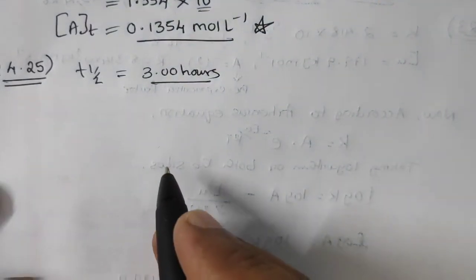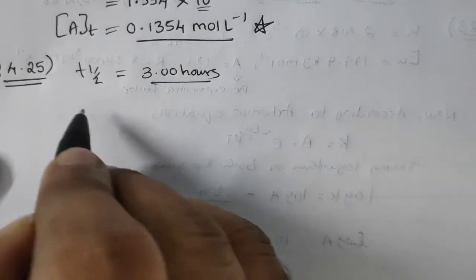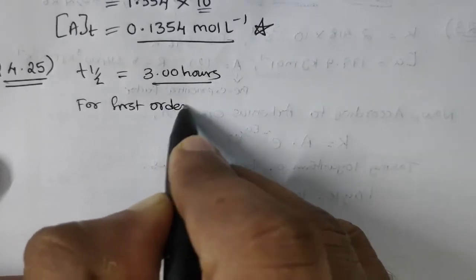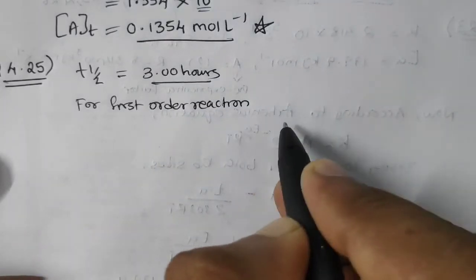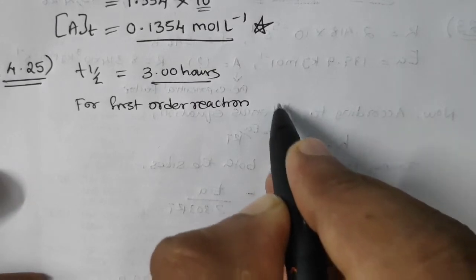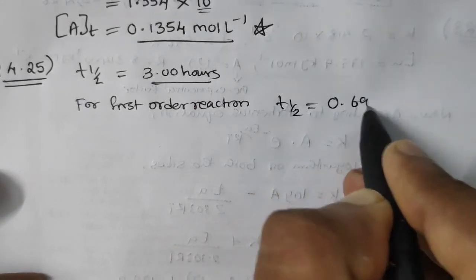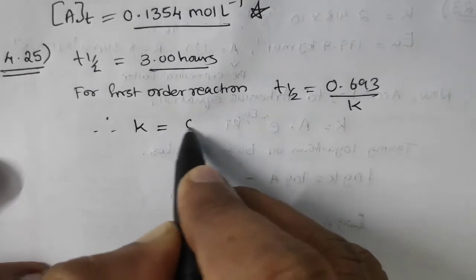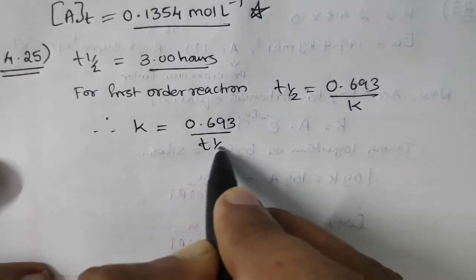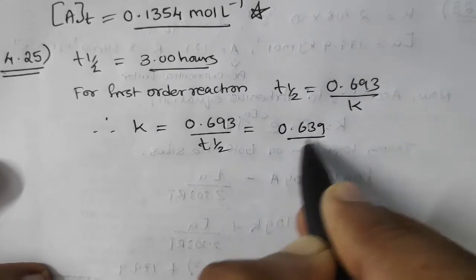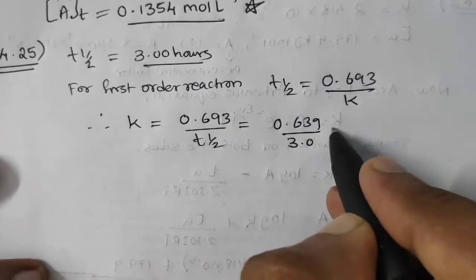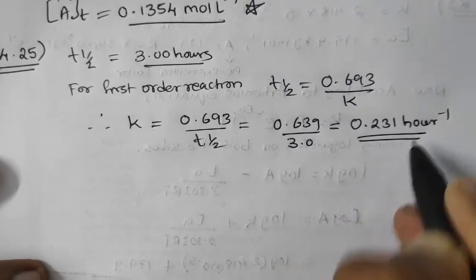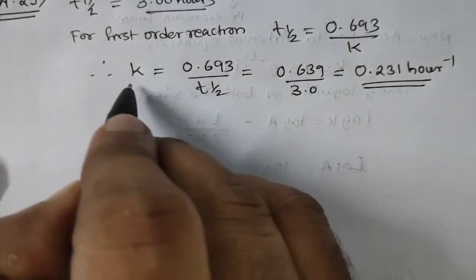Clear? Now when we talk about this part, as it is a first order reaction, we can write t half is equal to 0.693 by K. So from this you can find the value of K. K will be equal to 0.693 by t half, which is equal to 0.693 by 3.0. If you calculate, it will be 0.231 hour inverse. This is the value of K that we got.